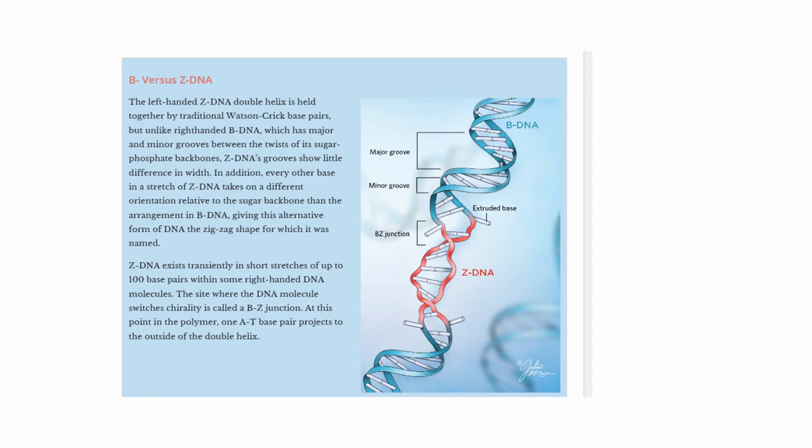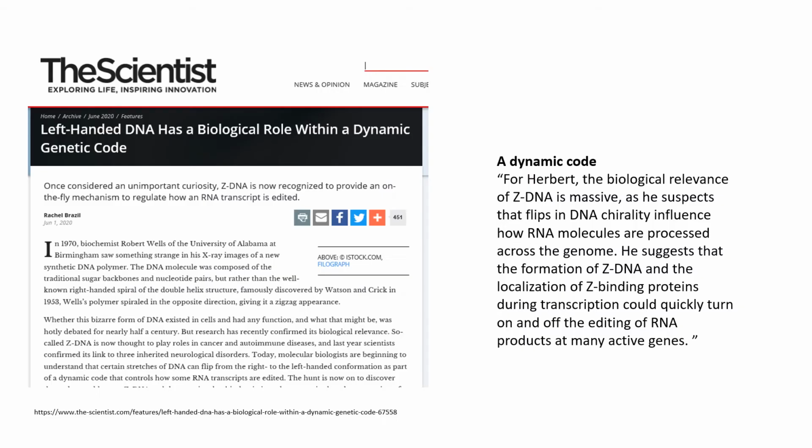And when it does that, if you flip from right to left, that is known as a BZ junction, the junction of B-DNA with Z-DNA. And two of the bases then at that junction have to stick outside the helix. There's no other way to do it. And it turns out that DNA dynamically does this as a regulatory mechanism for when and how much and where RNA is to be transcribed. It helps with the regulation of RNA transcription. This was actually quite a stunning discovery.